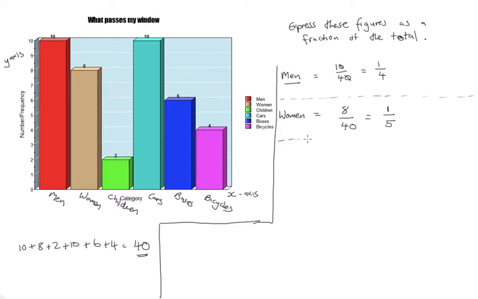So a fifth of the things that pass the window, or people that pass the window, because it was a mixture of things and people, a fifth of the things you recorded were women. Okay, a quarter were men and a fifth were women. So we're expressing these as fractions of the total. Okay, next is children.